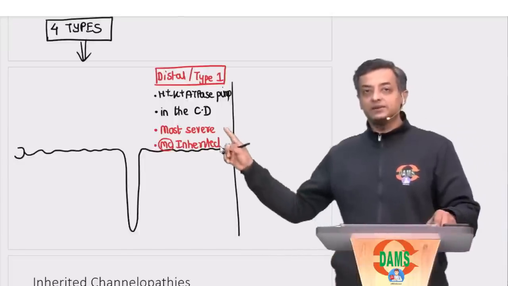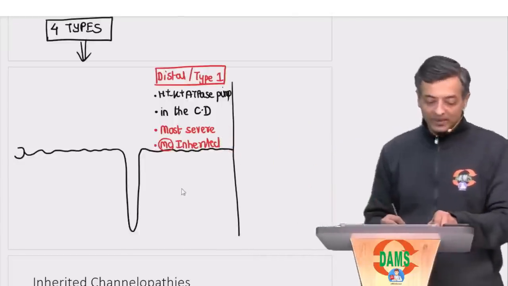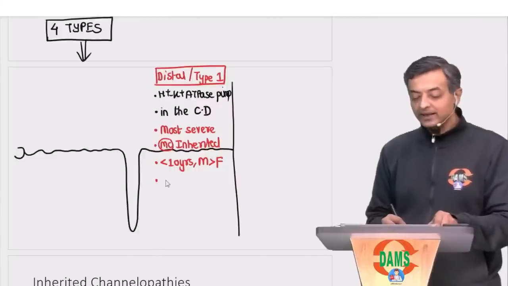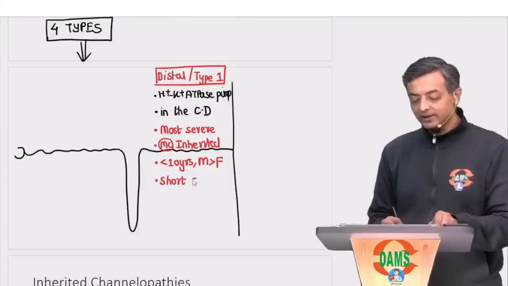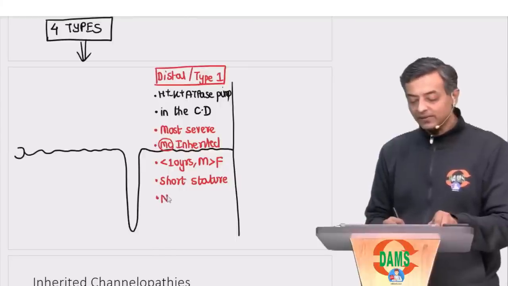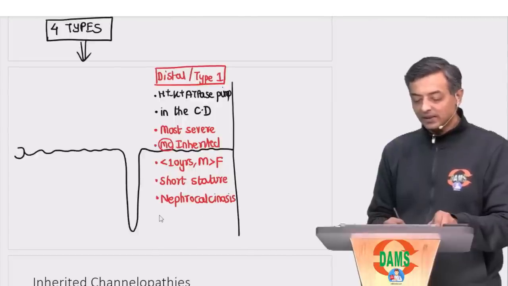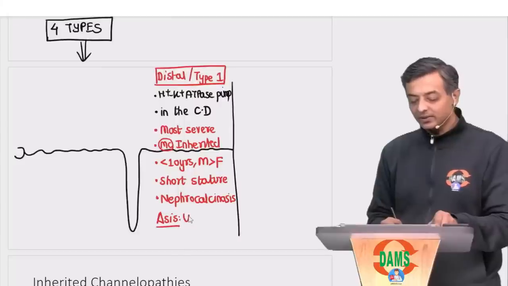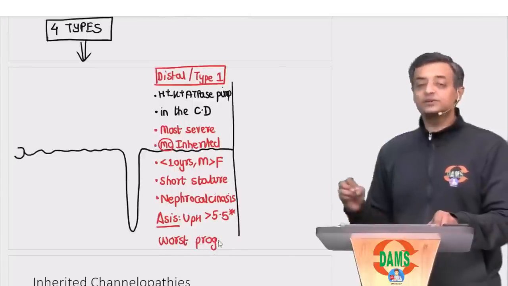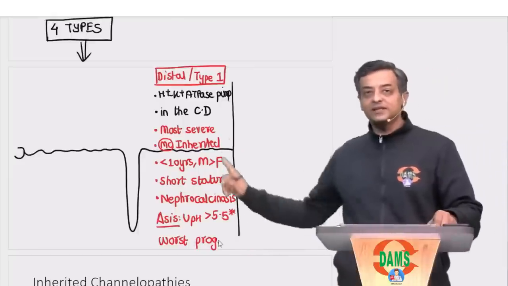Since the disease is not only severe, but also inherited, it is going to present in children. Young boys are going to be affected by type 1 RTA. The child is going to come with short stature. We just discussed acidosis causes rickets. There is also risk of nephrocalcinosis. The diagnostic test is urine pH more than 5.5, which confirms the diagnosis. Since the disease is most severe, it is associated with the worst prognosis. All these points to remember.